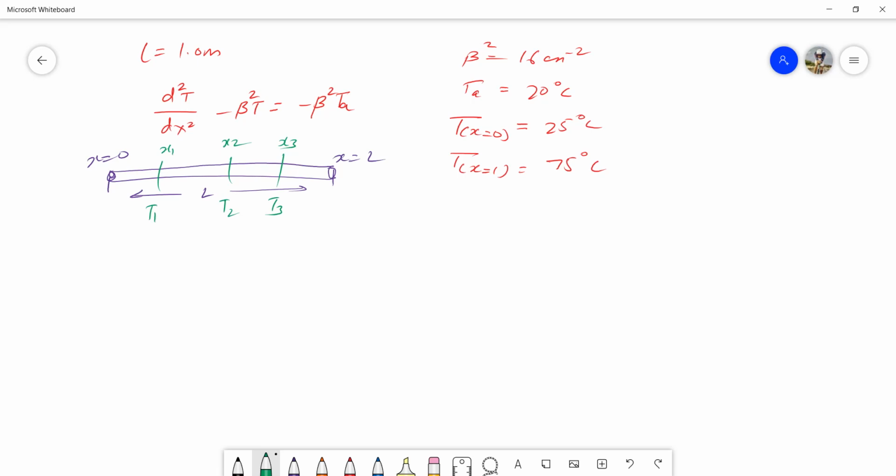Clear? So what we do is, there are three sections. So h will be total length over four, so h will be 0.25, or we can say delta x is 0.25. Clear? So the differential equation is d square T over dx square minus 16T is equal to 16 into the ambient, which is 20. So it's d square T by dx square minus 16T is equal to 320. This is the differential equation which we have.